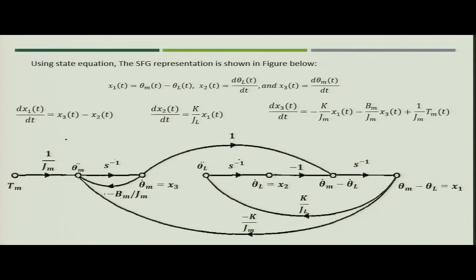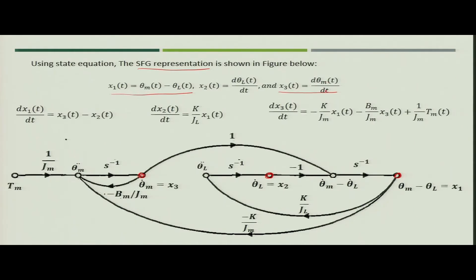We can represent the state equations which we have just got using the signal flow graph. So, how we will represent? We have defined the state variables as x1 is equal to theta m minus theta l, x2 is d theta l by dt and x3 is d theta m by dt. So, first we will create the nodes related to these variables. So, x1 we have considered, that is theta m minus theta l here, then you get x2, that is nothing but theta l dot, then x3 which is nothing but theta m dot.